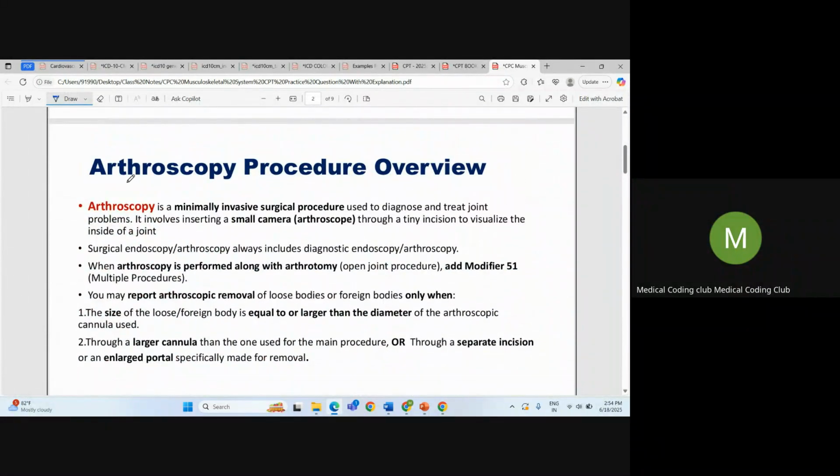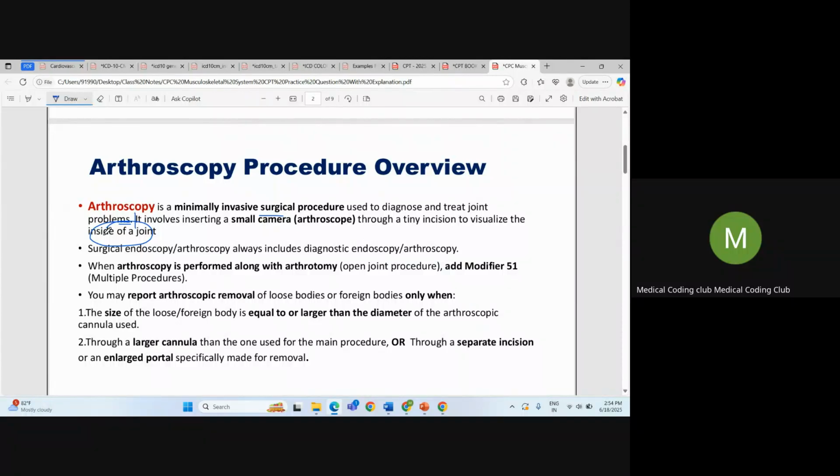So firstly, we will understand the arthroscopy procedure overview. What is arthroscopy? Arthroscopy is a minimally invasive surgical procedure used to diagnose and treat joint problems. It involves inserting a small camera, which is an arthroscope, through a tiny incision to visualize the inside of the joint. Whenever we talk about scopies, it could be endoscopy or arthroscopy, we use the scope to visualize an internal organ or structure. In the same way, we use arthroscopy to visualize inside the joint.